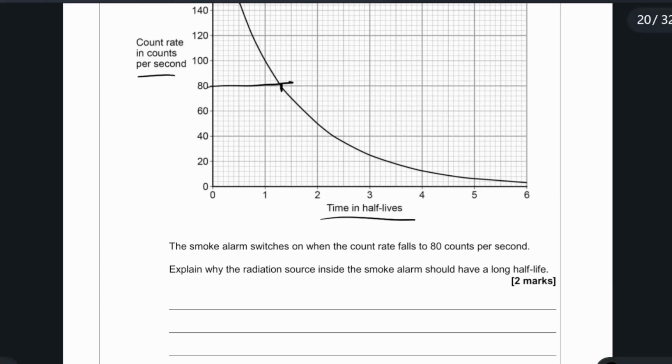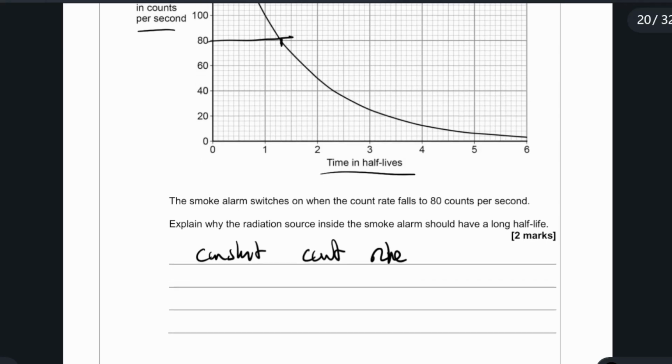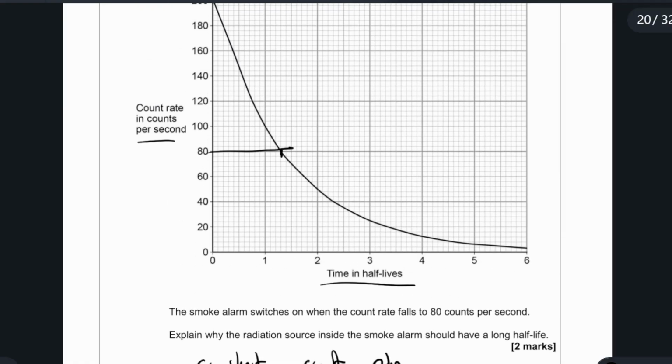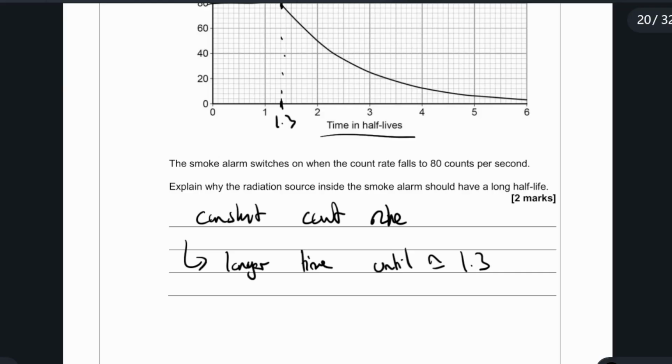And so if you have a large half-life, it means you get a more constant count rate for a longer time, until about 1.3 half-lives. So you can kind of come across and see this is approximately 1.3 half-lives, until 1.3 half-lives, at which point, like we mentioned, it is no longer useful.